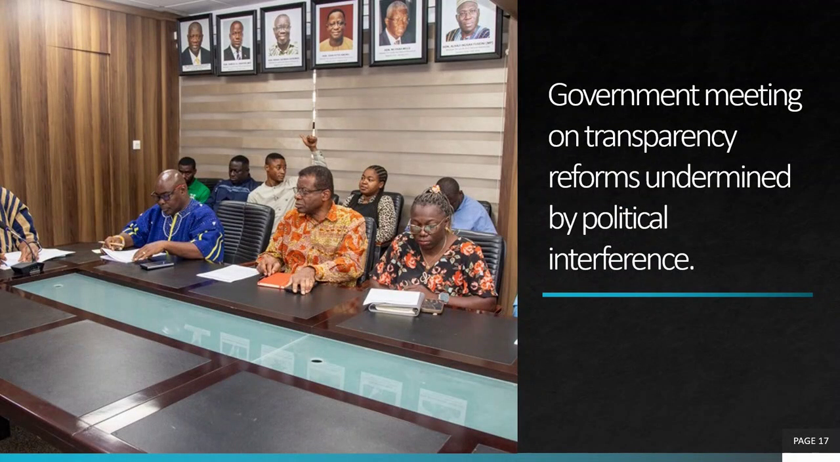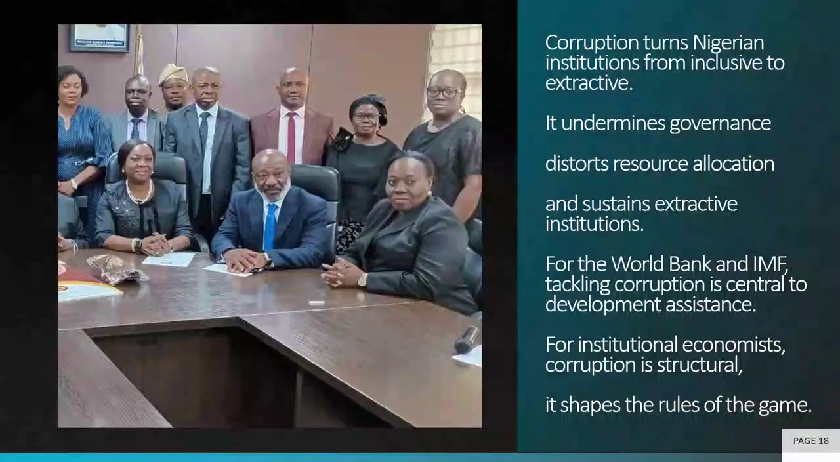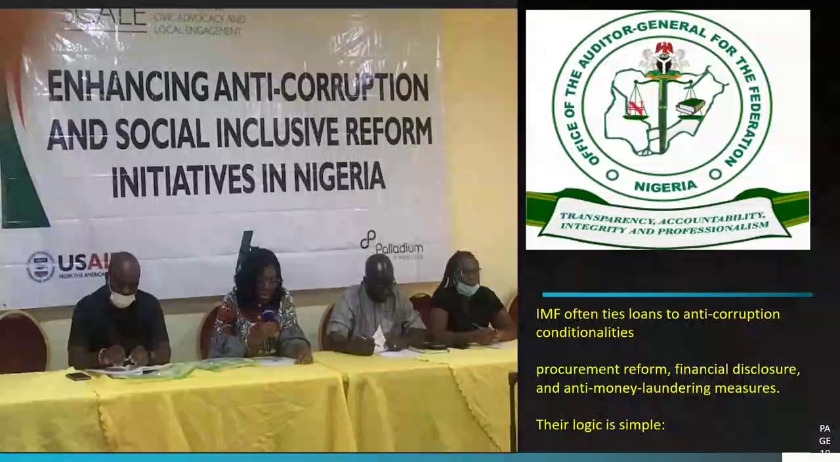Example, Nigeria's AML framework was expanded under IMF guidance, but enforcement challenges persist, especially with politically exposed persons. Strengthening audit institutions, building capacity in supreme audit offices and anti-corruption agencies to monitor public spending. Example, Nigeria's Auditor General's office has received donor support, but reports are often ignored by political actors.